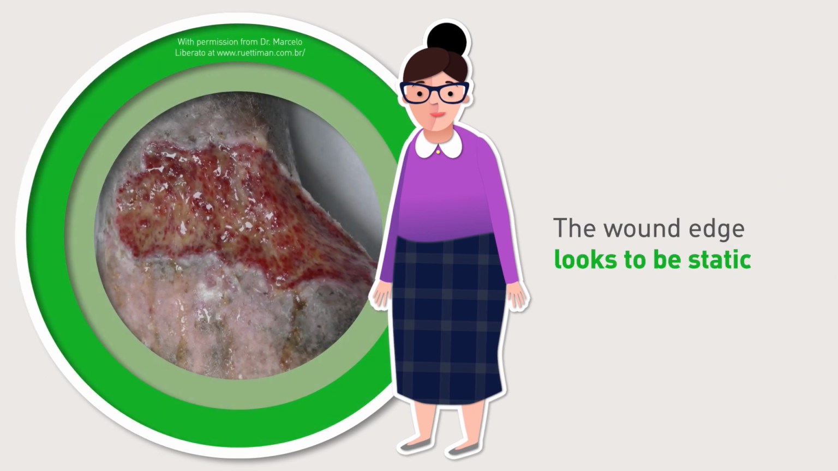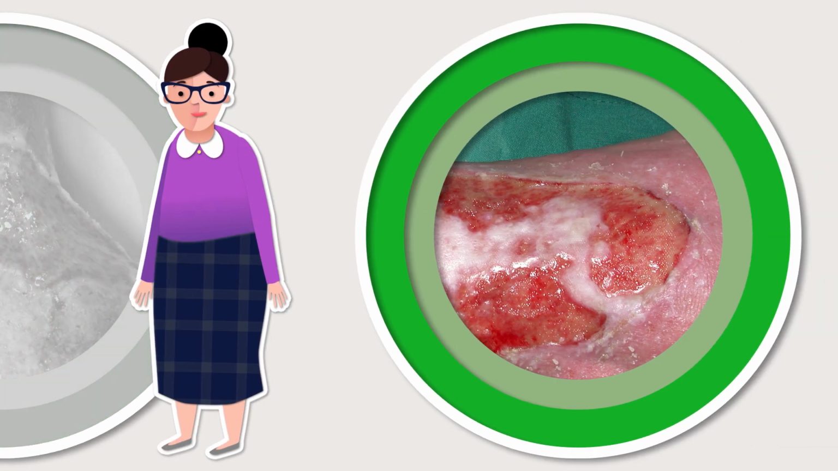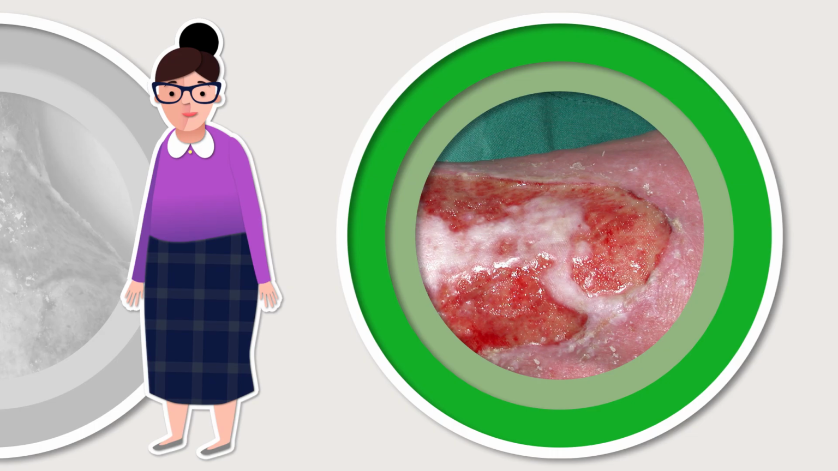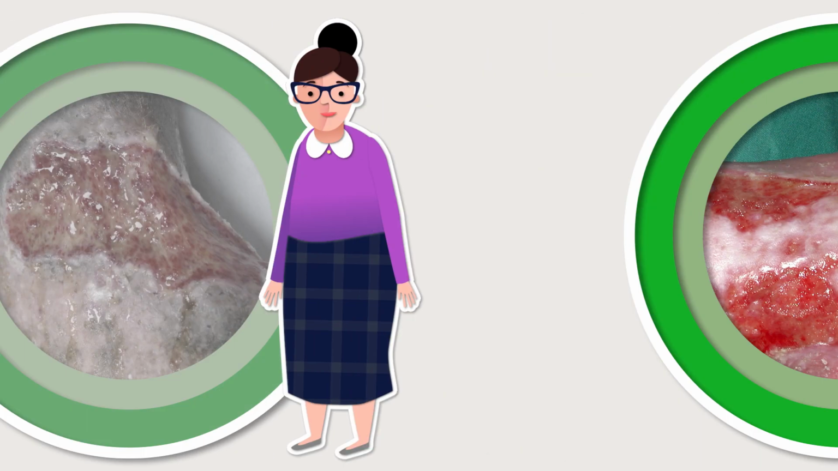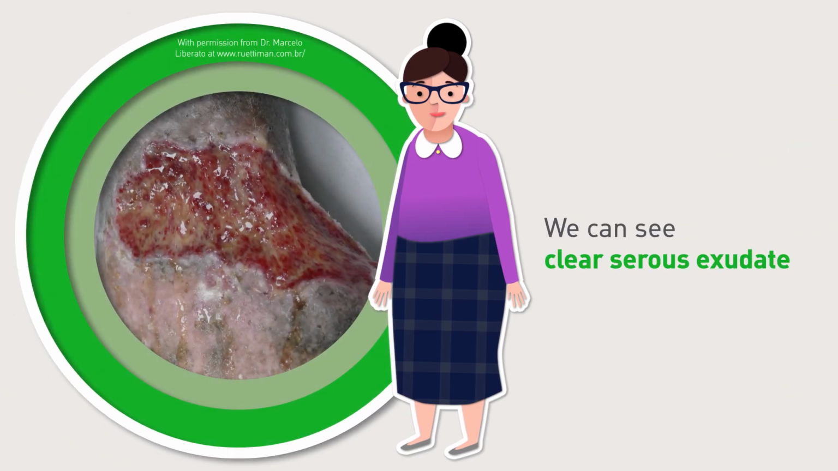In Mary's case, the edge of the wound looks static, as there is no evidence of migrating pink epithelial tissue spreading across the wound bed from the wound edges, or appearing as white dots in the wound bed, where the epithelial tissue is growing from old hair follicle sites. What we can see is clear serous exudate running onto the surrounding skin.